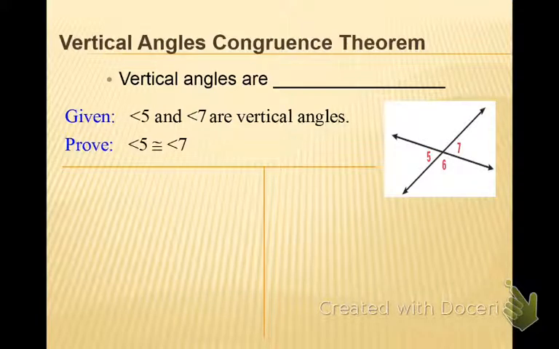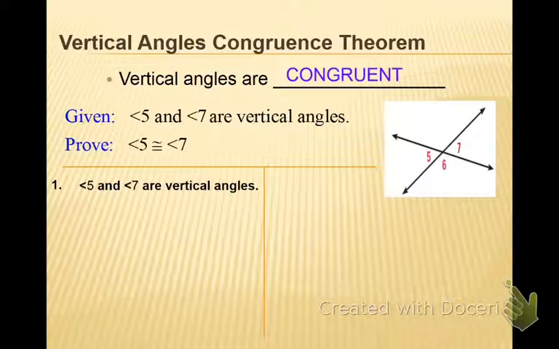Okay, now vertical angles. Something interesting happens with vertical angles. Turns out there's a theorem that says vertical angles are congruent. That's a theorem, so we need to prove it. So we've got these vertical angles here. We've got angle 5 and angle 7 that are vertical angles. Okay, well, we start there. Angle 5 and angle 7 are vertical angles. That was given to us.